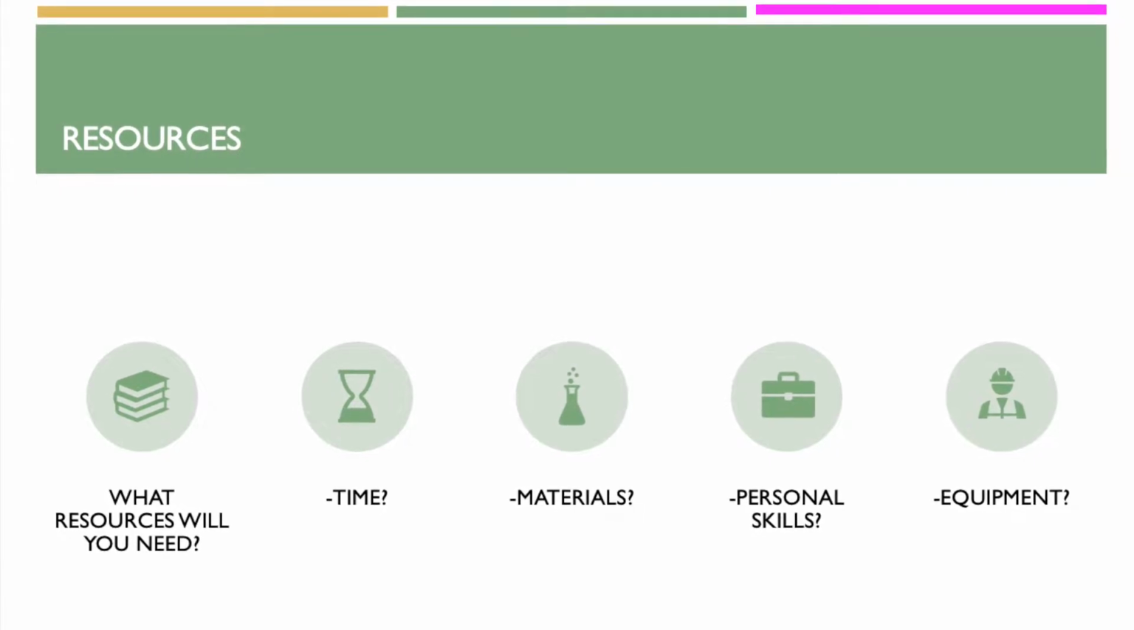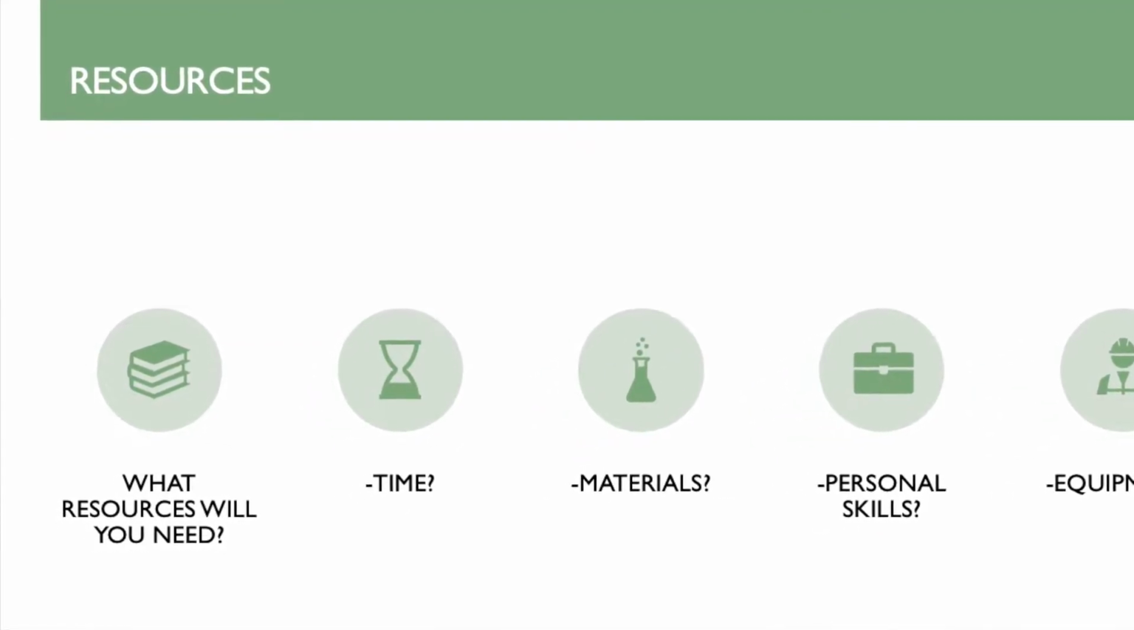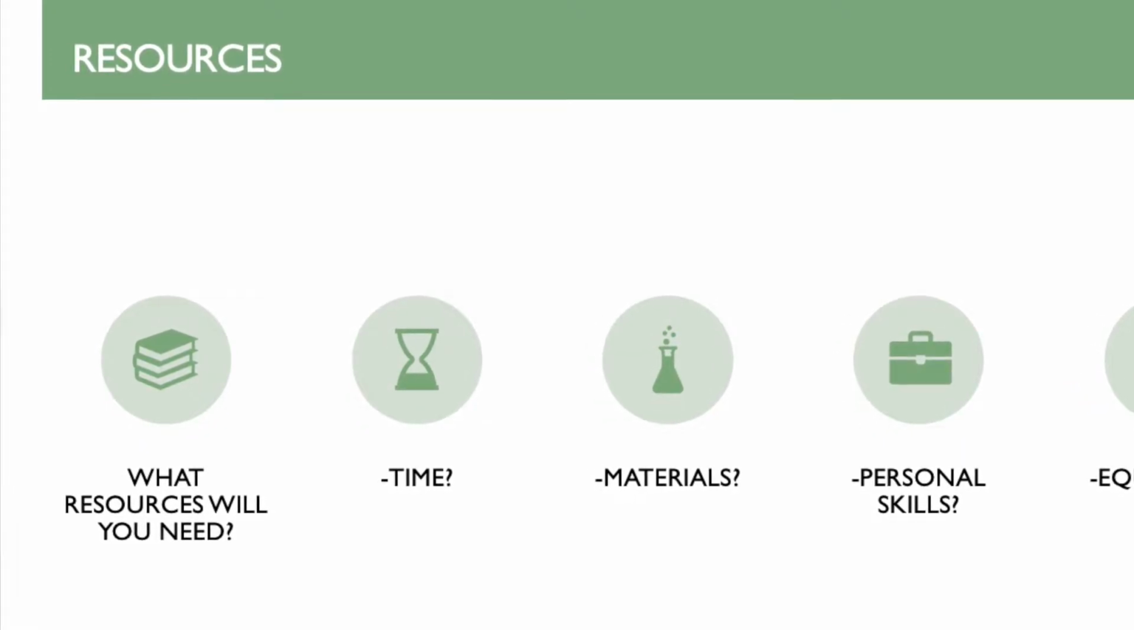The next thing that you really need to think about when you are doing a research proposal is what resources are required and how you are going to make sure you have adequate resources. So some key things for you to consider are time. Do you have enough time to do the research project you want to do? If it's too broad, then you need to narrow it down. If it's too simple, maybe you need to add a little bit of depth.